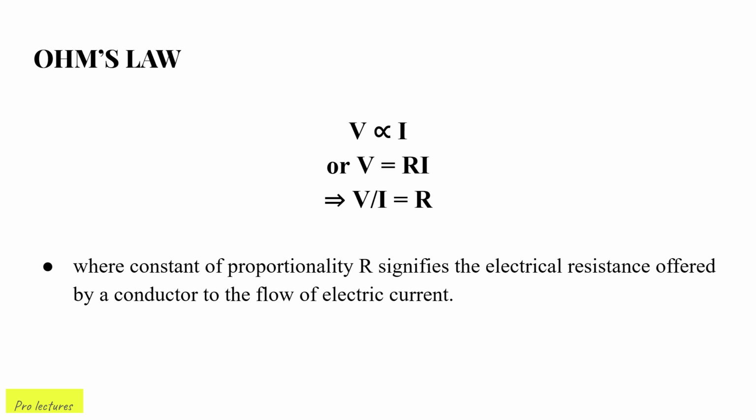And the constant of proportionality is R. So, V is equal to IR, or we can also write it as V by I is equal to R. Here, the constant of proportionality R signifies the electrical resistance. Resistance is a property of a material that opposes the flow of current. It's like a traffic jam for electrons.